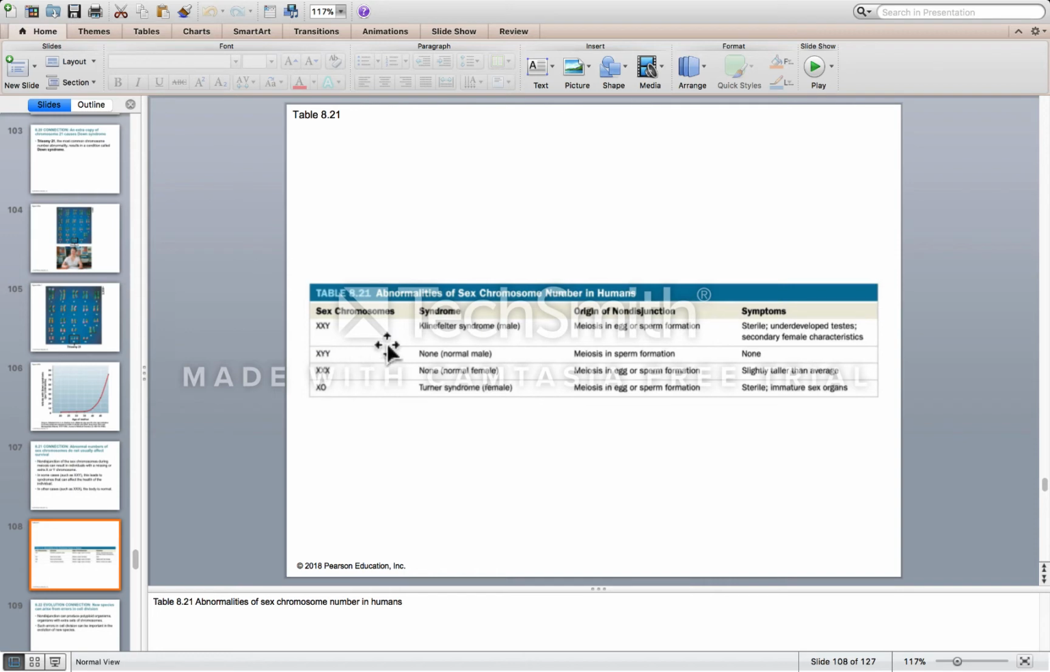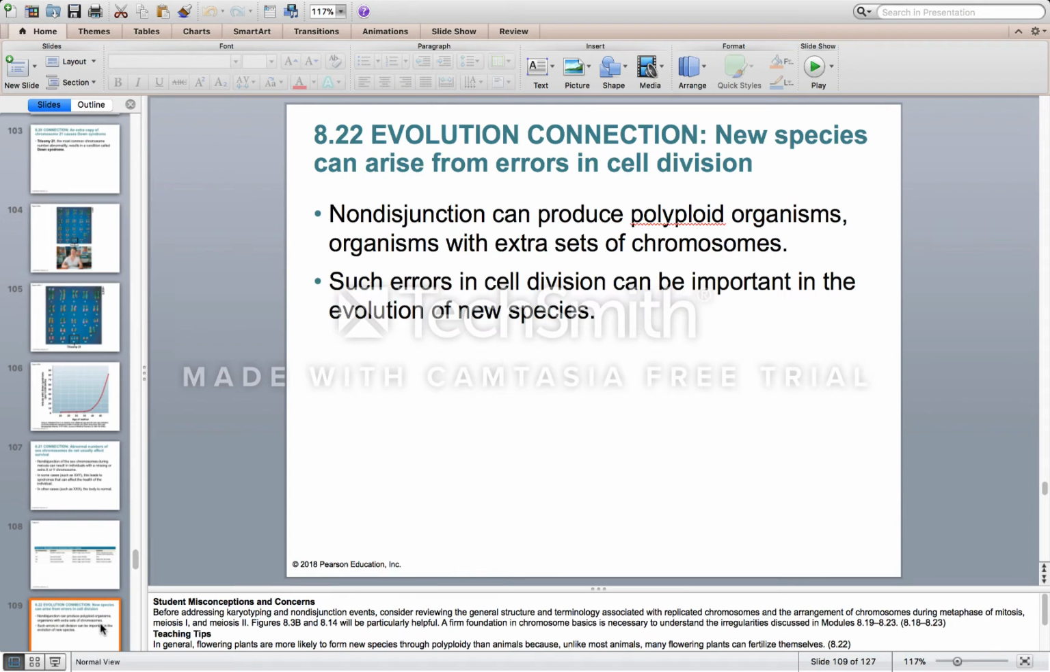For an XYY, you are a normal male and you don't have any symptoms. For an XXX, you are a normal female and you're slightly taller than average. So again, very interesting types of chromosome combinations can result from a separation error or non-disjunction event that happens in the 23rd pair.